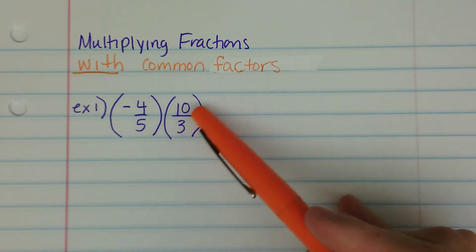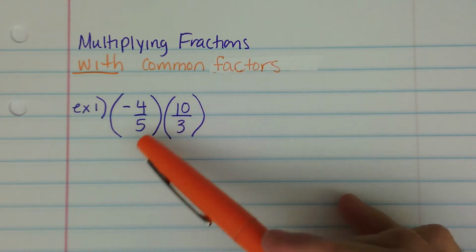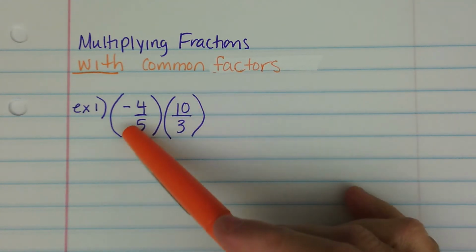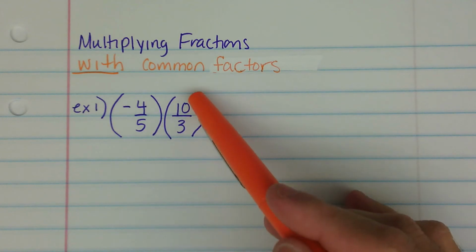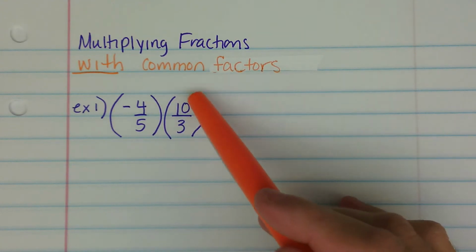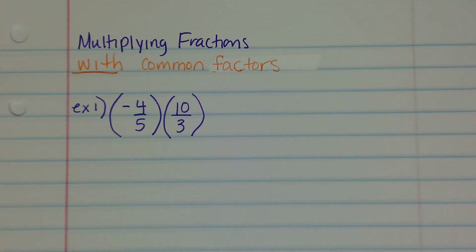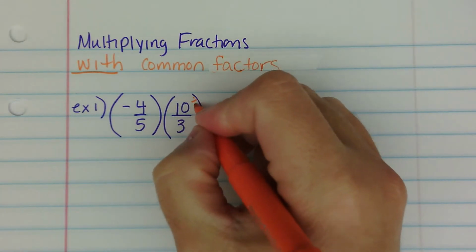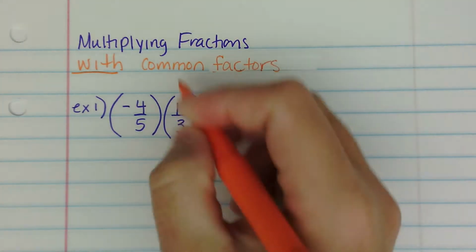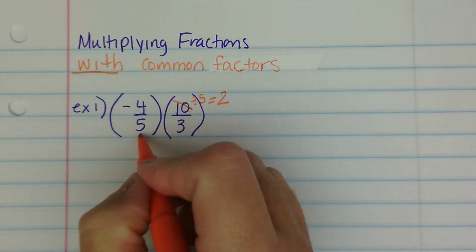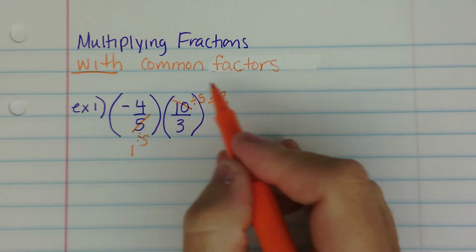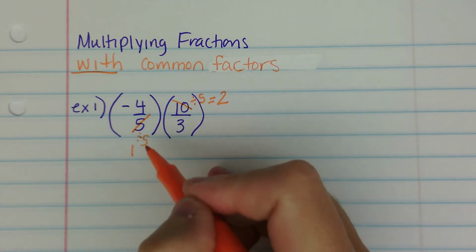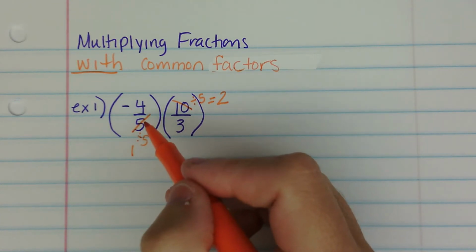10 has a number in the denominator that is a factor. 5 can go into 10. So we're going to do a common factor division. The number that can be divided into 10 and also into 5 at the same time is 5. So I'm going to divide 10 by 5 and get 2 and cross that out, and 5 divided by 5 is 1 and cross that out. So you end up with 2 in the position where the 10 was and a 1 in the position where the 5 was.